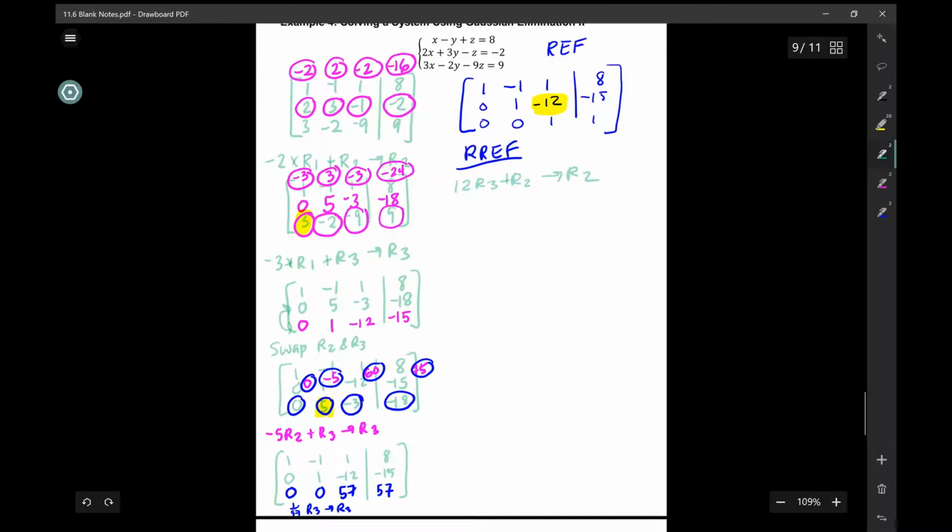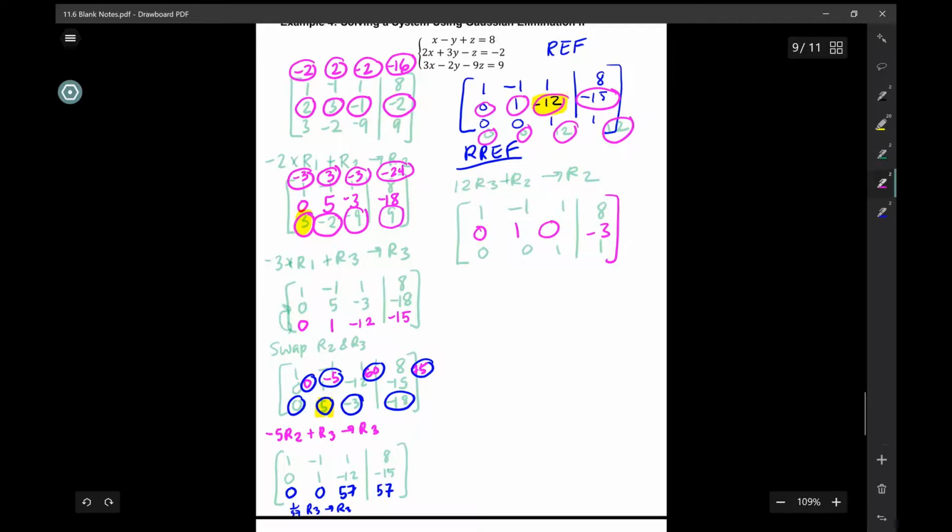All right, so 12 times row 3 would be 0 times 12 is 0. 0 times 12 is 0. 1 times 12 is 12. 1 times 12 is 12. So my new matrix would be, again, row 1 is staying the same. Row 3 is staying the same. And row 2 is going to be 0 plus 0 is 0. 0 plus 1 is 1. 12 plus negative 12 is 0. 12 plus negative 15 is negative 3.